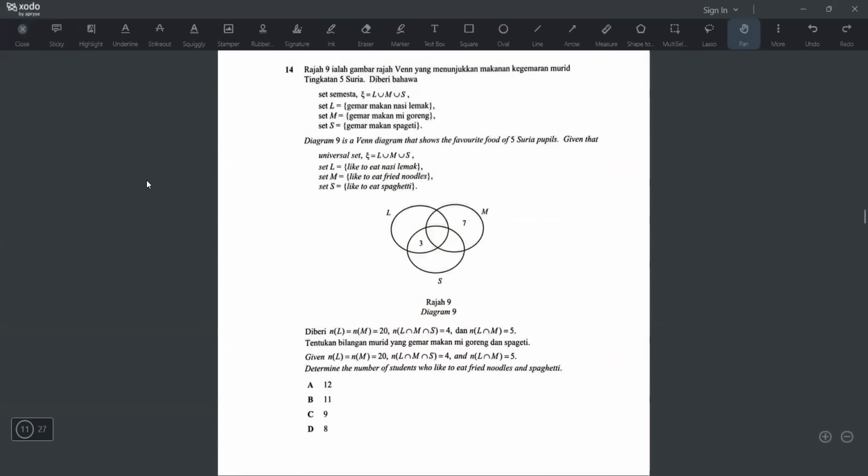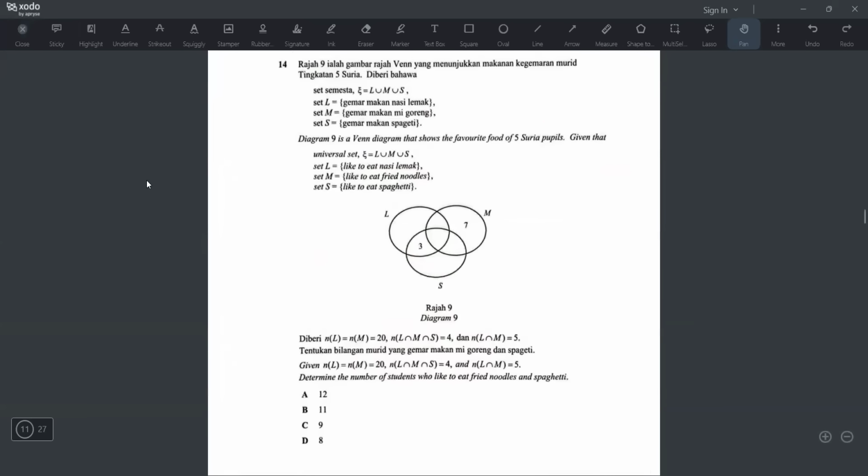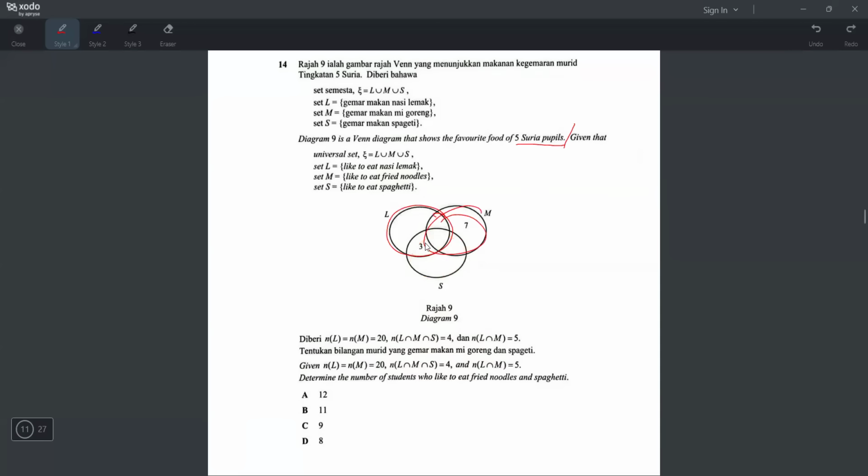Done. Okay, 14, also the same chapter like the last question, the set chapter. Okay, diagram 9 is a Venn diagram that shows the favorite food of Surya pupils. So it's about favorite food. Given that the universal set is L union M union S, means L union M union S is everything. Okay, set L is students who like to eat nasi lemak. If it were me, I would label. Yeah, you have to label, because otherwise you won't know which one is nasi lemak, which one is spaghetti, noodles and so on. So L is nasi lemak, and then M is fried noodles. So I'll just write FN, fried noodles. And then S is spaghetti. Okay, just write the short form, enough.